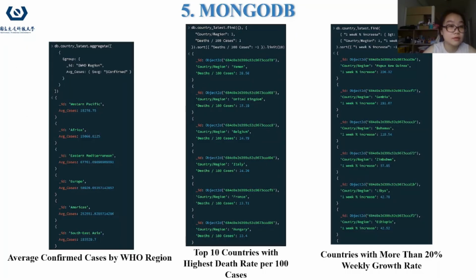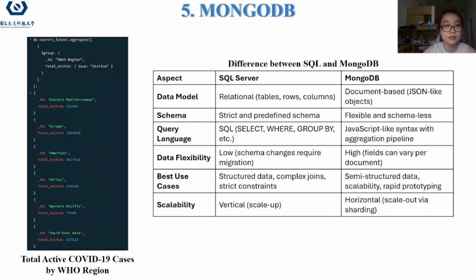And the first one is the average confirmed cases by WHO region. Next one is the top 10 countries with high death rates per 100 cases. And the next one is countries with more than 20% weekly growth rates. And this is the total active COVID-19 cases by WHO region.